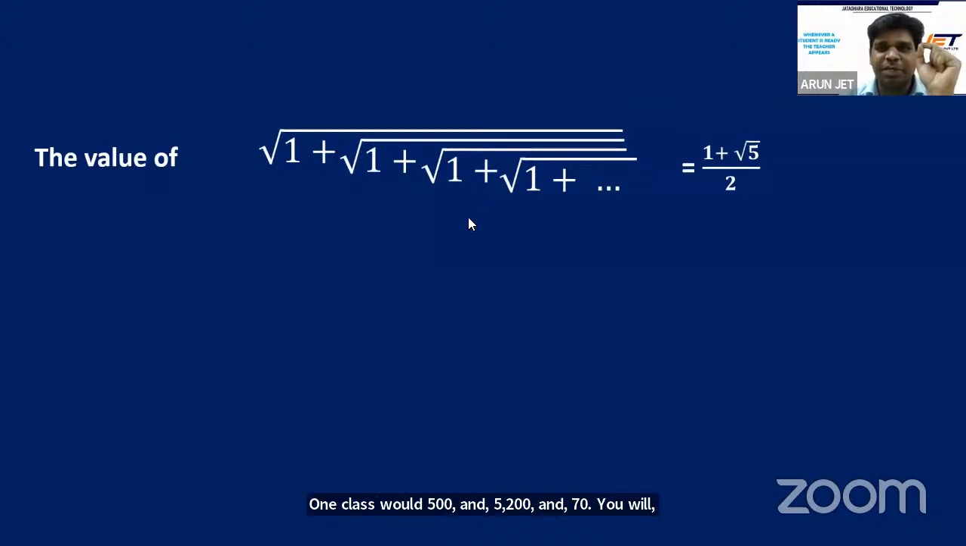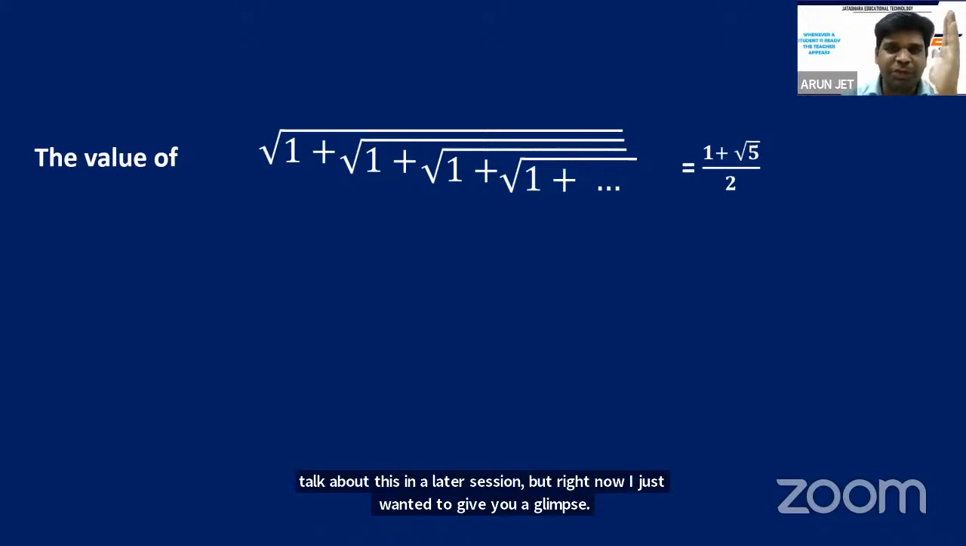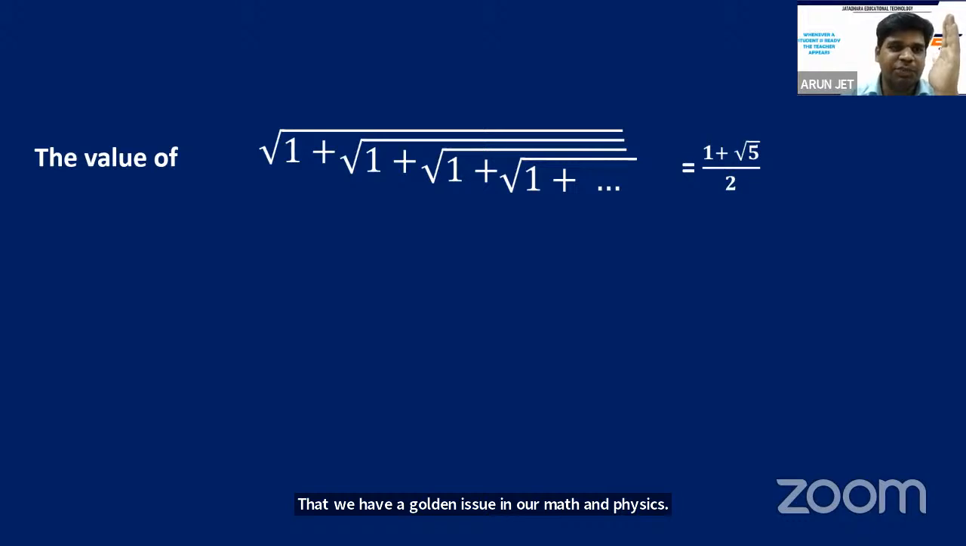All right, we'll come back to this golden ratio or divine ratio. It's called the divine ratio as well, students. Why is it called the divine ratio at all? We'll talk about this in a later session. But right now, I just wanted to give you a glimpse that we have a golden ratio in our math and physics. The golden ratio, or the divine ratio, you can just go through that on the internet. But more on where you come across that in physics, we'll deal with that later.